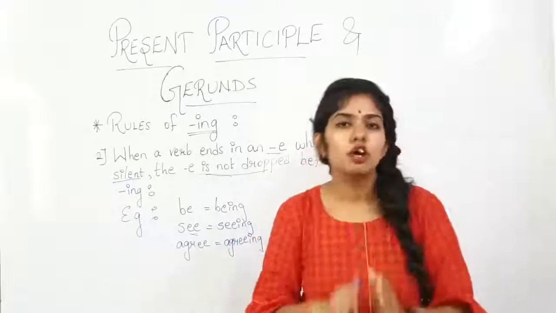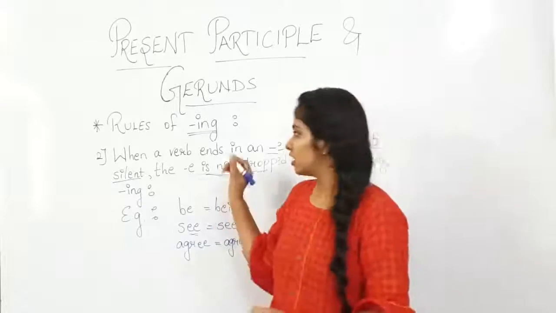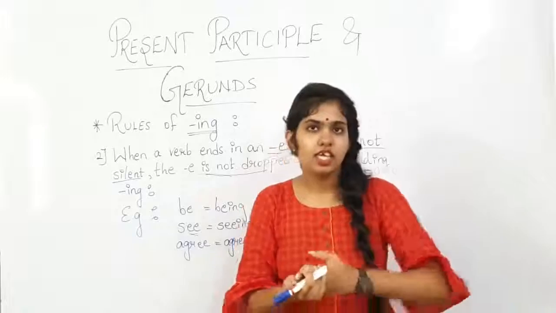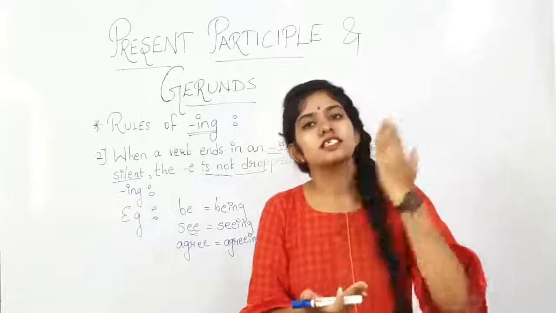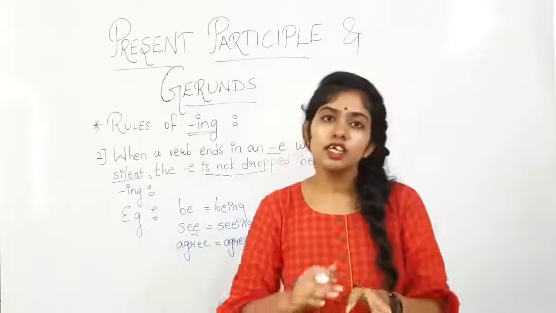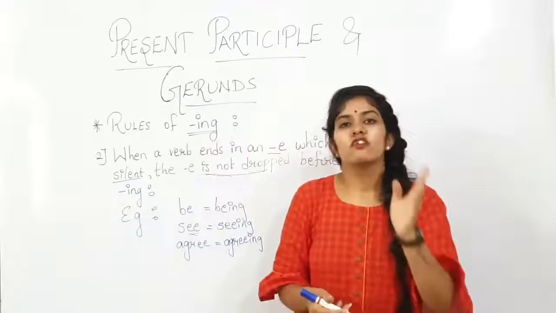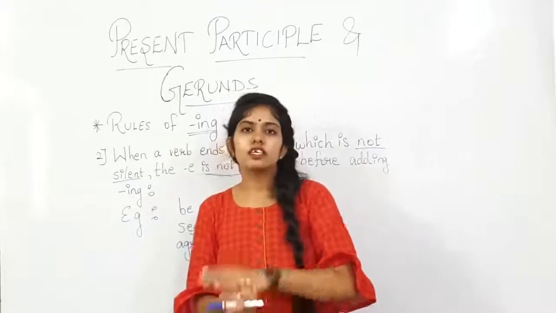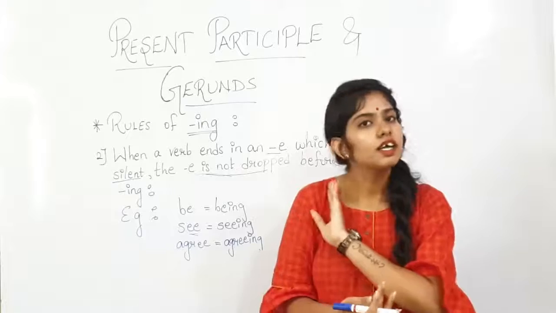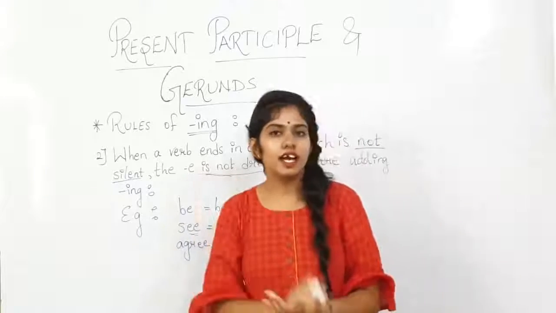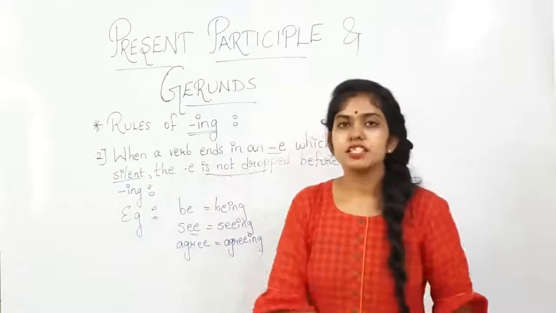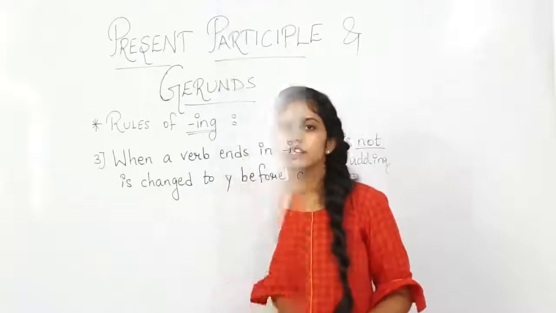Keep clear in your mind that when the word ends with E but the E is silent, then you will cut the E and add ing. But when you are speaking the sound of the E, then you are not supposed to drop the E, and you will directly add ing. Okay? Now let's have a look at our third rule.